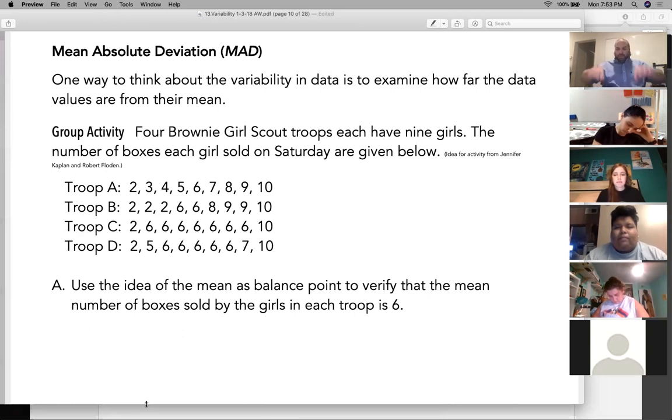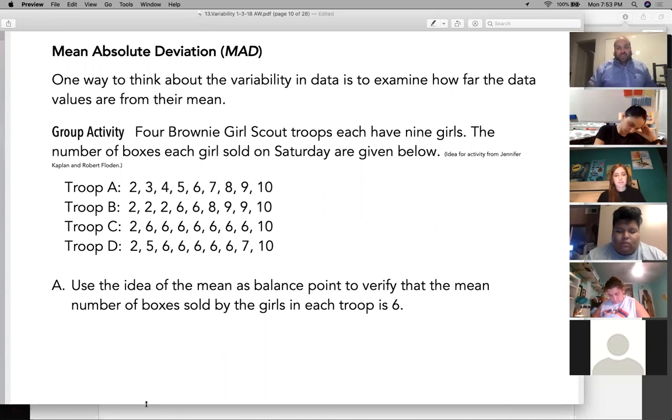So look at the first one. We have 6, right? 5 and 7 are each 1 away from 6. 4 and 8 are each 2 away from 6. 3 and 9 are each 3 away from 6. 2 and 10 are each 4 away from 6. So if these were at these locations, it would balance perfectly, correct? Right. The next one might be a little harder.